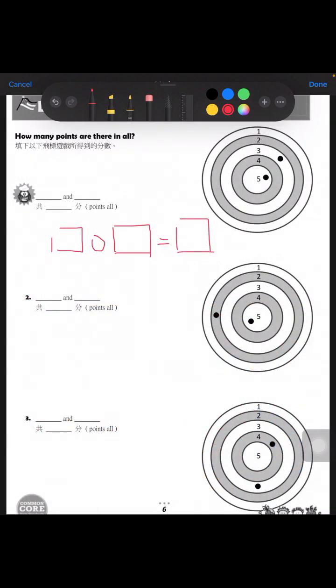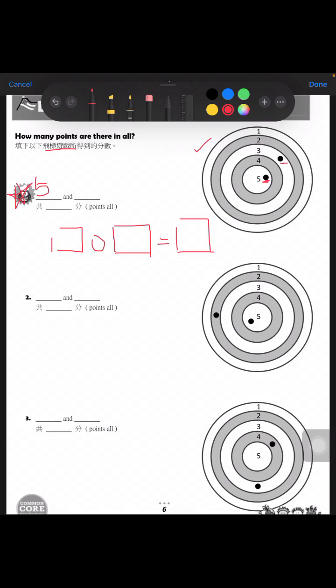Okay, we are now on page 6. In this page, some children are playing dots game and we need to find how many points are there in all. Okay, we look at the first questions and we look at the dots board. The child throws a dot to the area near the center. So she can score 5 points.